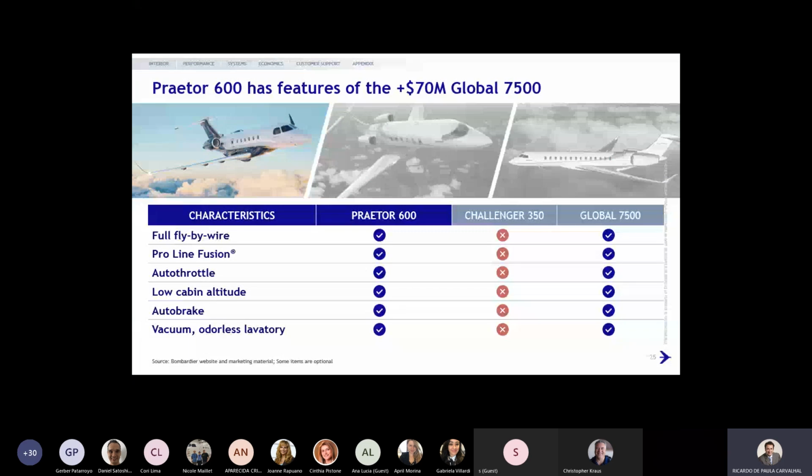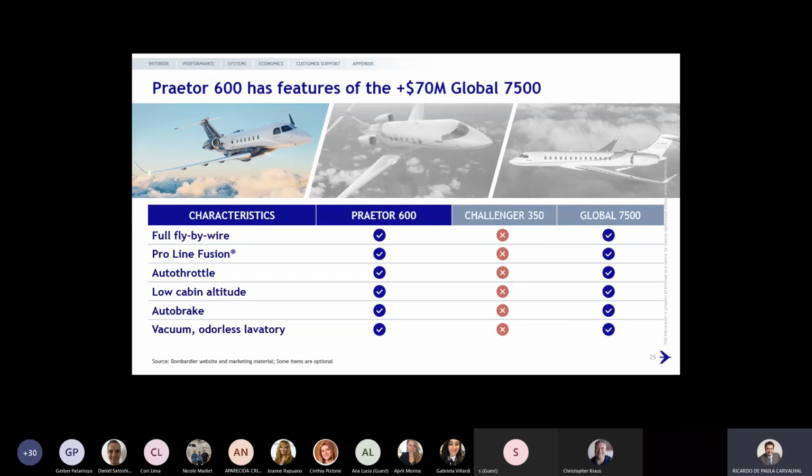So a very important proposition we put in the customer's hands is the following, what you can see in this slide. The Praetor, as I said in the beginning, has features that you only can find in airplanes beyond 50, 60, 70 million dollars. Okay.